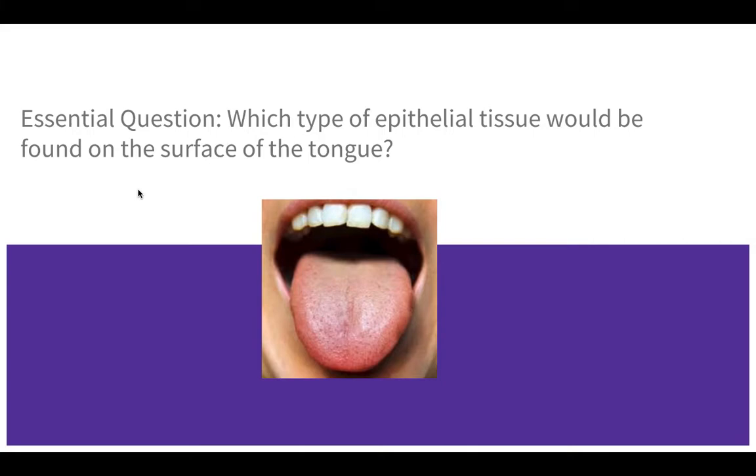Well, hi everybody. This is our next section of notes over histology. This is the second part of our epithelial tissue. So let's get busy here. Your essential question for today is which type of epithelial tissue would be found on the surface of the tongue? As we get through these notes, you will be able to answer that question.